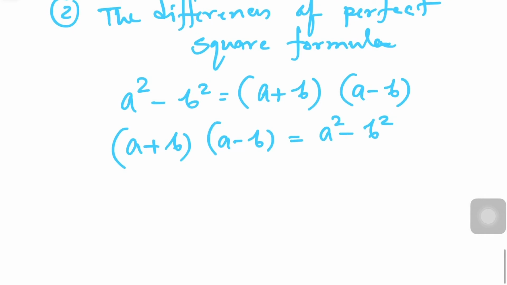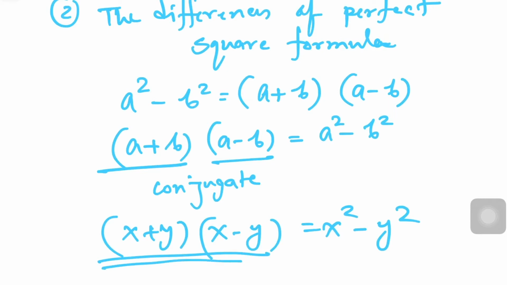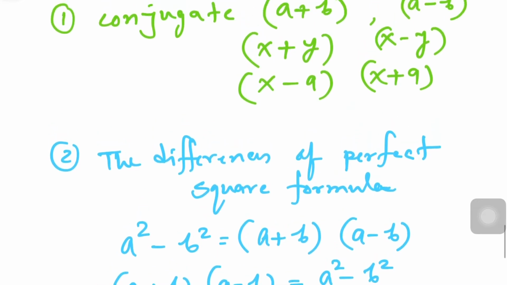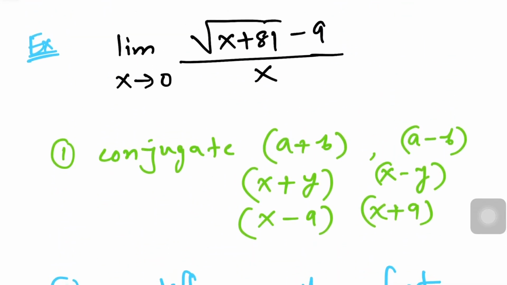Okay. So those are the two things you should know. For example, there's one more thing. I hope you notice that they are conjugate, right? So if you have x plus y times x minus y, that's going to give us x square minus y square. Okay, so we are multiplying by the conjugates, okay? All right, now I think you're ready to solve this problem.